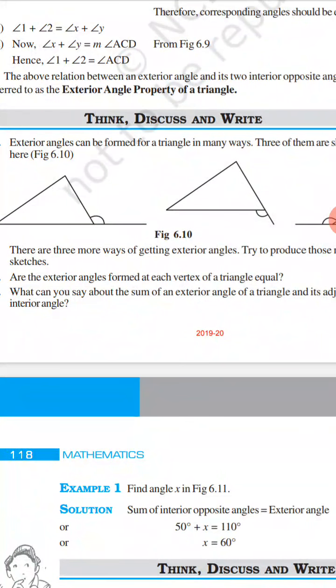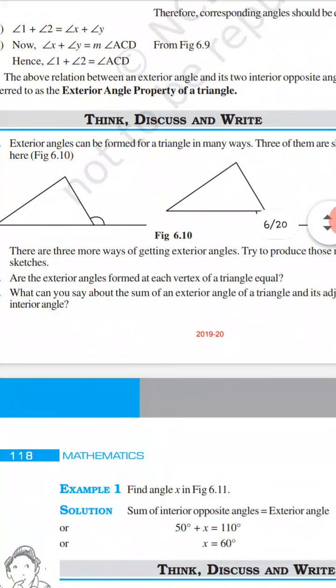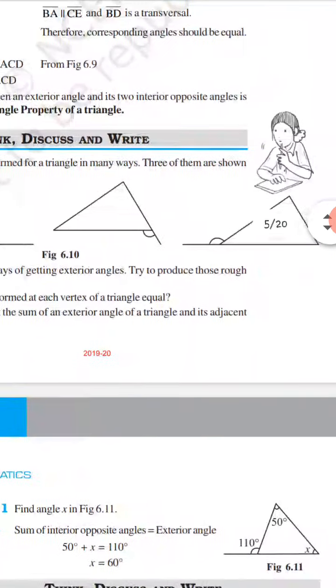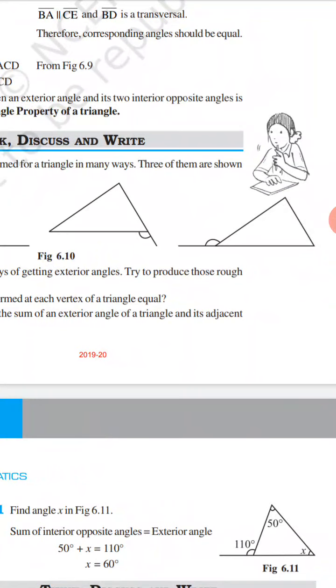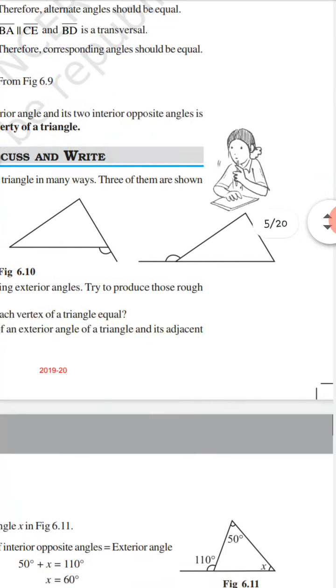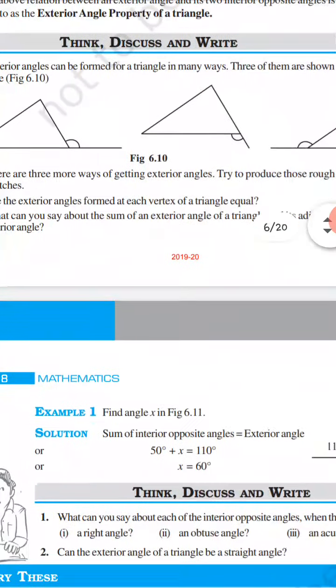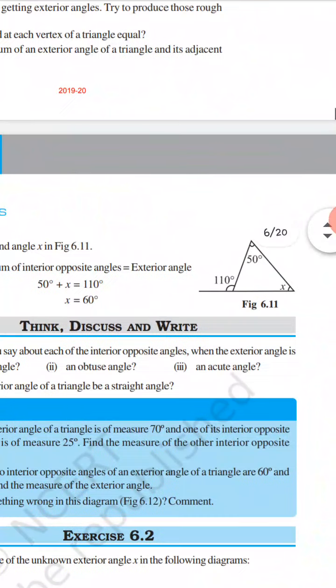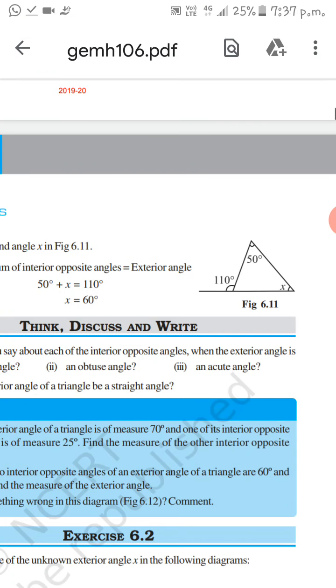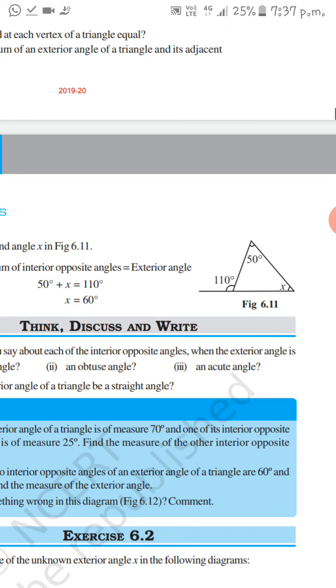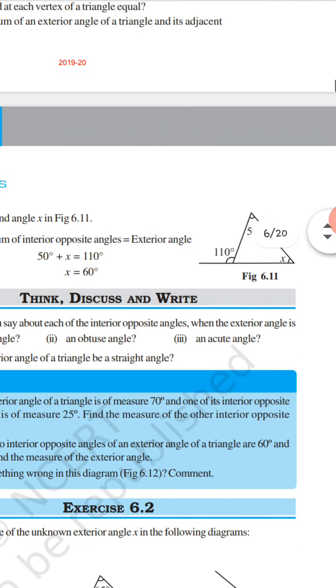So this way you can draw one side produced and get this exterior angle. If you produce another side, you can get another exterior angle. You can produce any side and we can get an exterior angle. Now you see in the figure, this exterior angle is 110 degrees and one interior opposite angle is 50 degrees. Then we have to find the value of x. We know that 50 plus x is equal to 110. Then x is equal to 110 minus 50, 60 degrees.